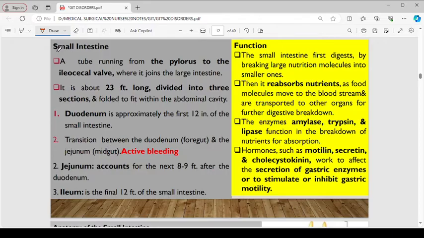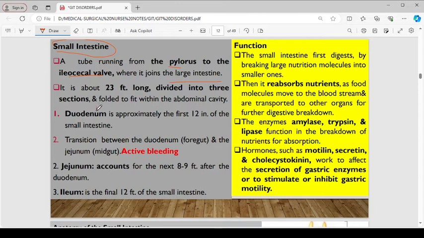From the stomach, we go to the small intestines. So we have a tube running from the pylorus, which is the end of the stomach, to the ileocecal valve, where it joins the large intestines. It's about 23 feet long and is divided into three sections.